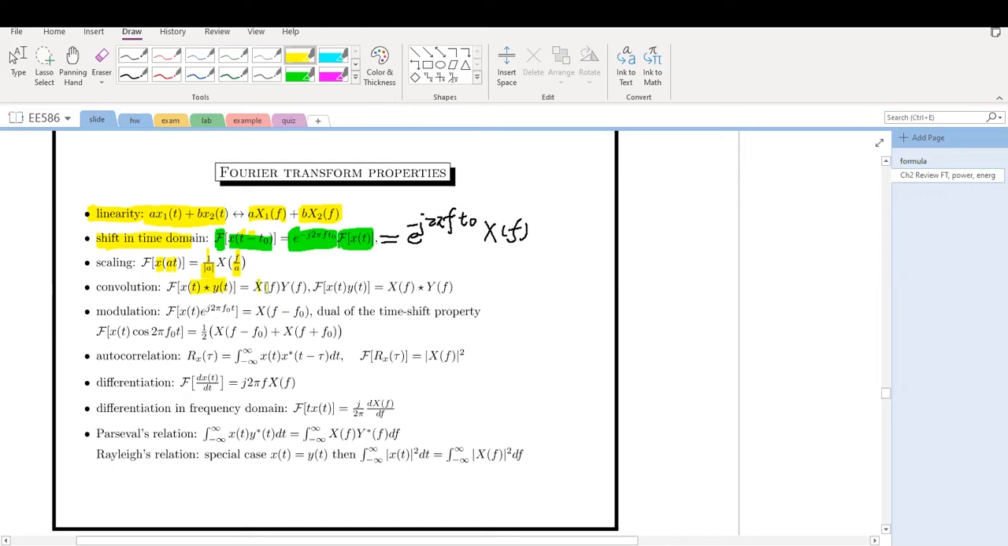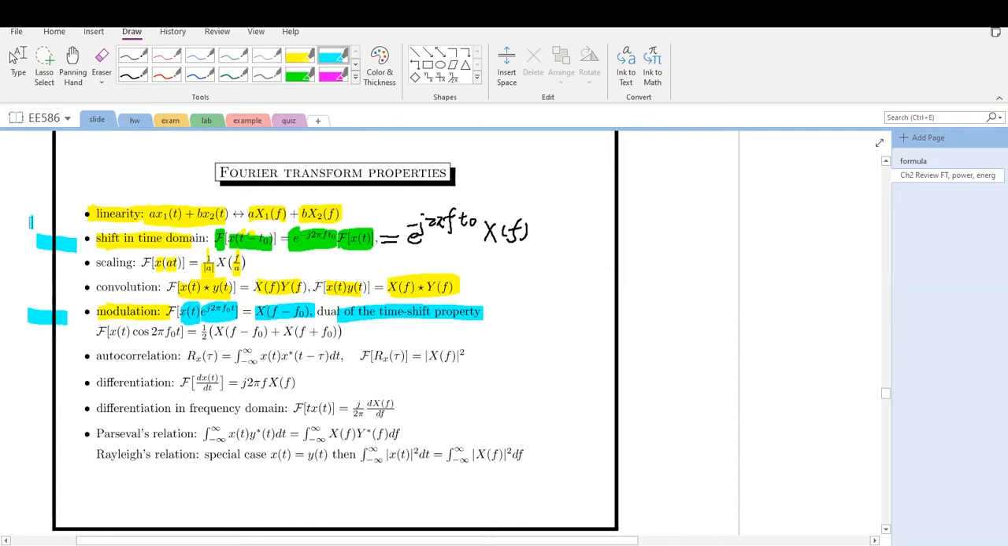Convolution in time equals product in the frequency domain. We mentioned that before. And product in the time domain is convolution in the frequency domain. This is the modulation property we're going to use a lot in our system. So if x(t) is multiplied by the complex exponential e to the power j 2 pi f naught t, then the Fourier transform is shifted by f naught. This is a shift in the frequency domain, while the other is a shift in the time domain.